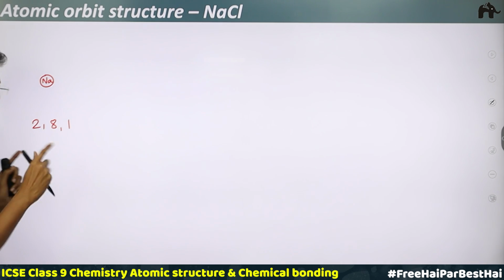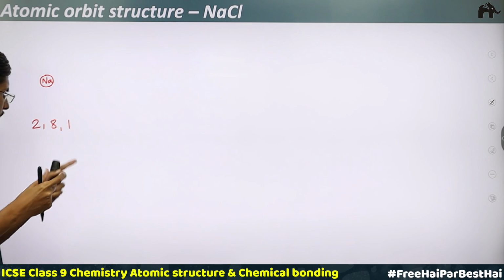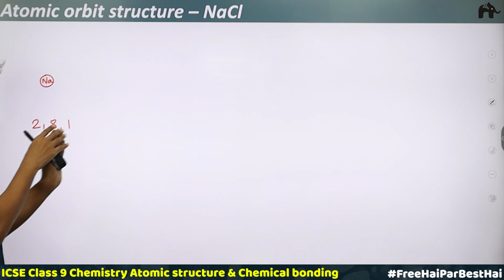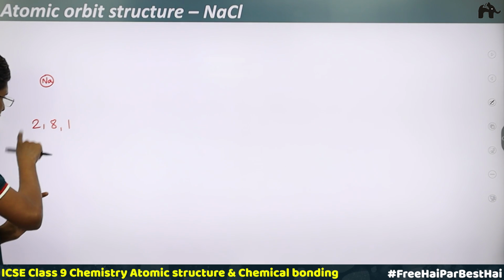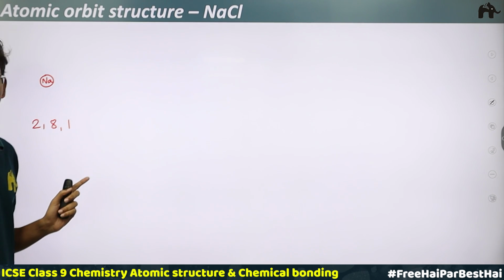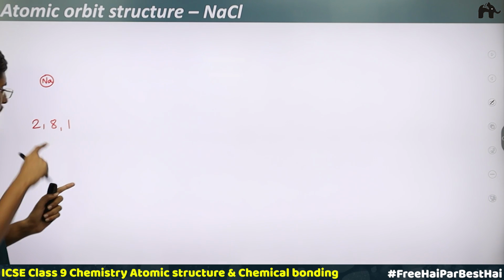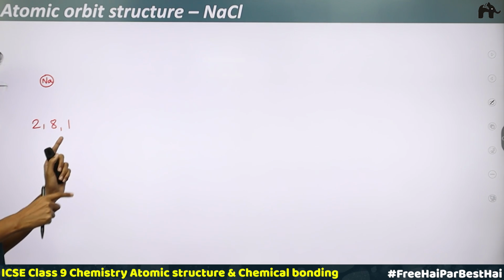First shell, second shell, third shell. The shells in which electrons are filled, we can see from the electronic configuration. So only those shells we need to draw. Here only 3 shells need to be drawn, because only in 3 shells the electrons are being filled.